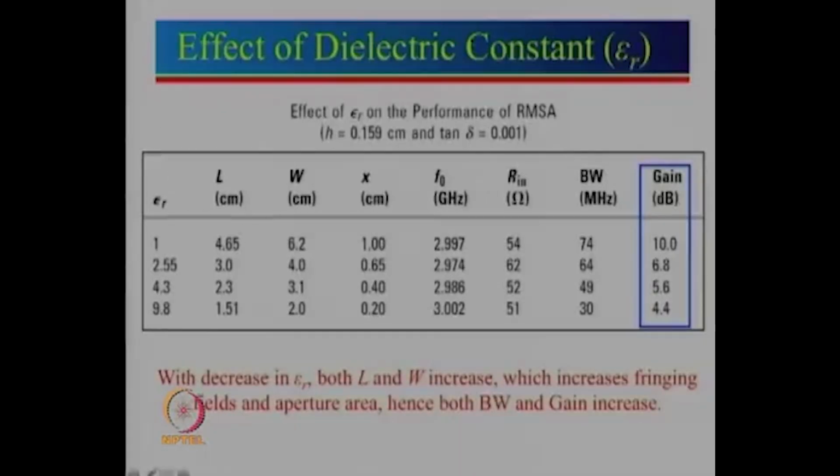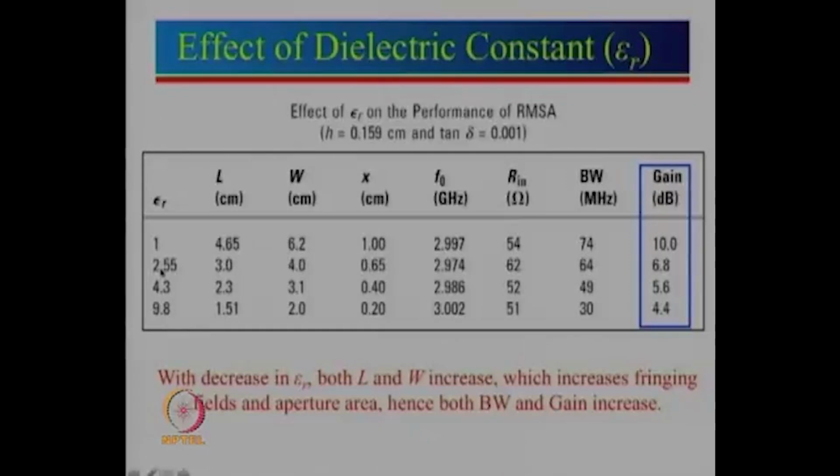Now, let us see what is the effect of the dielectric constant. Here almost everything changes. We will see why everything changes. What we have done is we have taken a center frequency of roughly 3 gigahertz. You can see that it is approximately 3 gigahertz. Corresponding to 3 gigahertz, we have designed the antenna separately for different values of epsilon r: 1, 2.55, 4.3, 9.8. These are commonly available substrates with small variation.